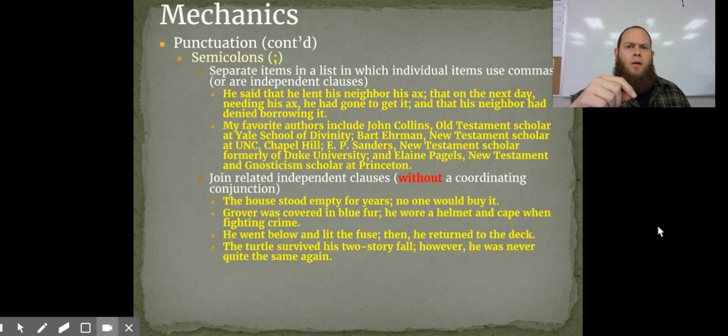All right. So in this video, I want to talk about semicolons. Semicolons do what commas can't, right? They have essentially two functions, really. They join independent clauses, primarily without coordinating conjunctions.